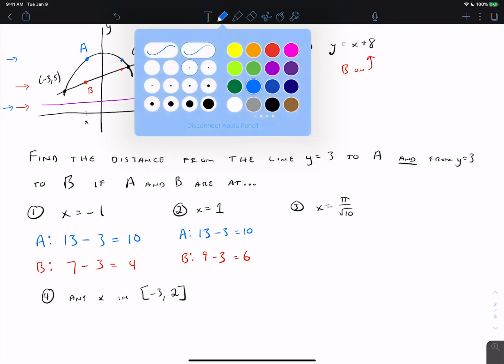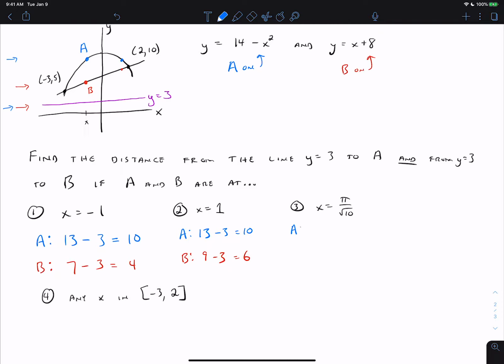For problem 3, the y value at point A is 14 minus (pi over radical 10) squared. The bottom y is 3. For point B, the top y is pi over radical 10 plus 8. The bottom y is 3.